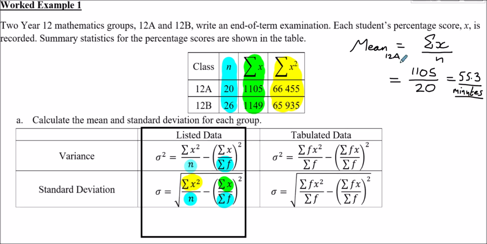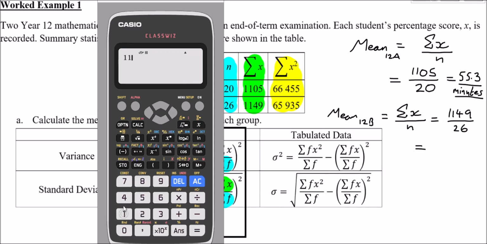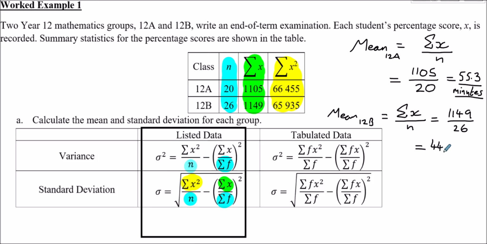Now we need to work out the mean for 12B. So the mean for 12B, again using the same formula. For 12B, it's 1149 divided by 26, and that gives us 44.2 minutes. So 12B did it quite a bit quicker, so 44.2 minutes.